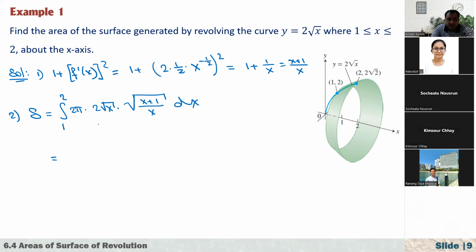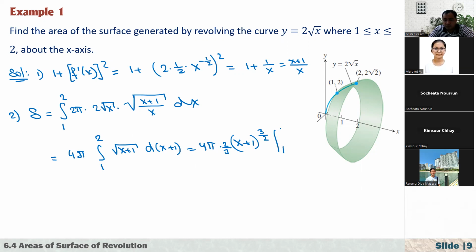So that's equal to, now 2 pi times 2 is 4 pi, and integral from 1 to 2. The square root of x, they cancel each other, so here we have the square root of x plus 1 dx, which is equivalent to the differential of x plus 1. So that's equal to 4 pi, and now x plus 1 to the power of 1 over 2 plus 1, that is 3 over 2, so in front we have 2 over 3.